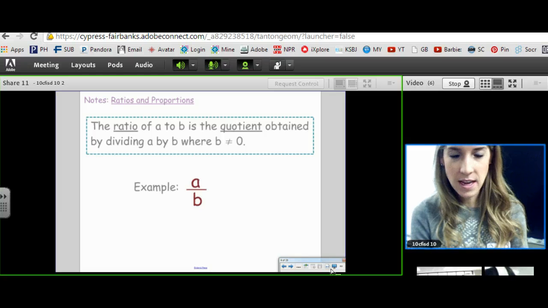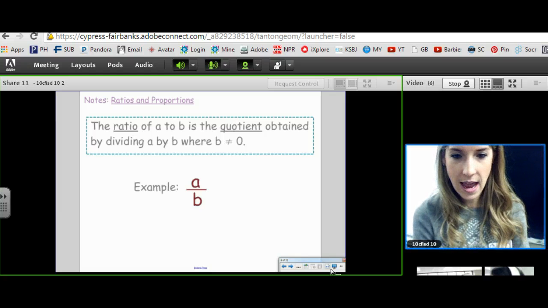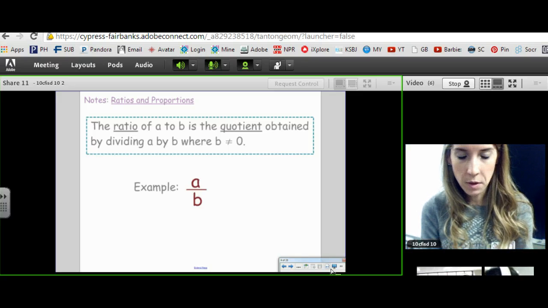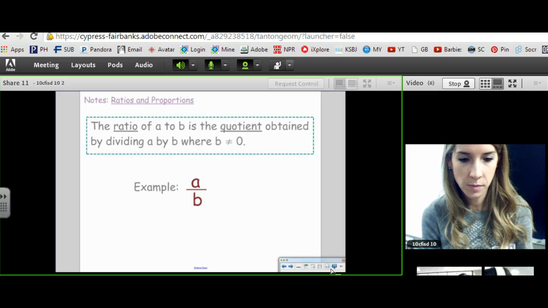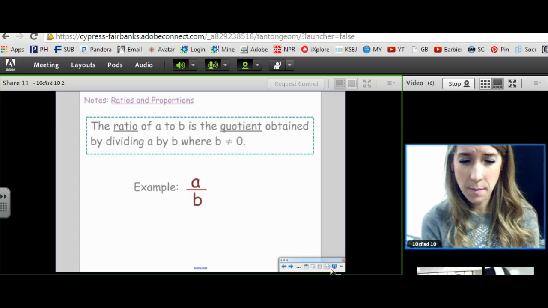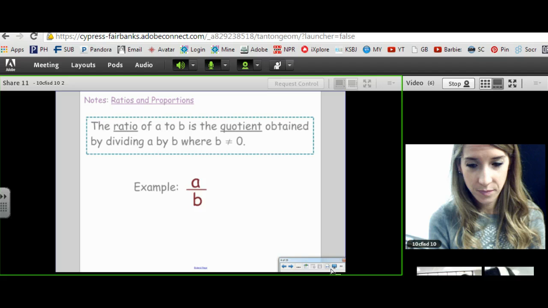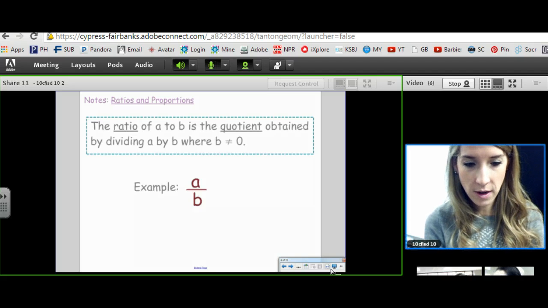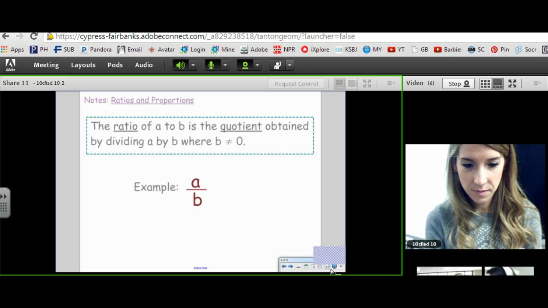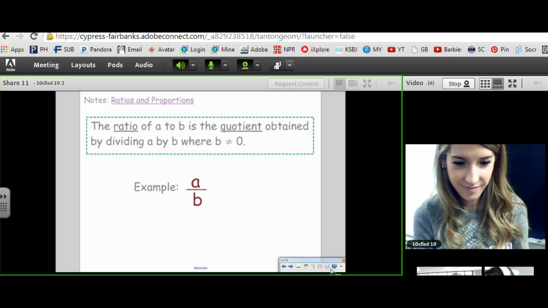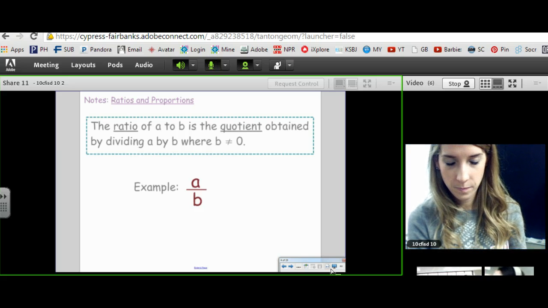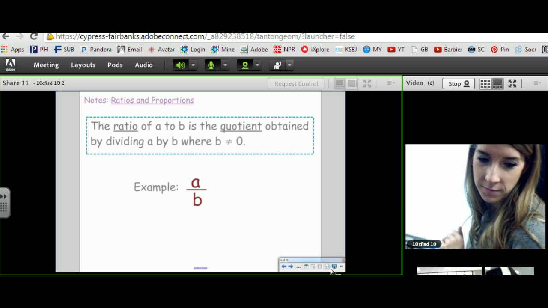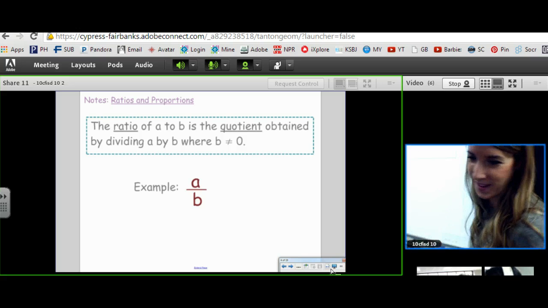The ratio of A to B is the quotient obtained by dividing A by B, where B cannot, does not, will not equal 0. So a ratio is a quotient. Quotient implies division. And of course, we are stipulating that B cannot equal 0 because you can't divide by 0. It is illegal to divide by 0 in math.